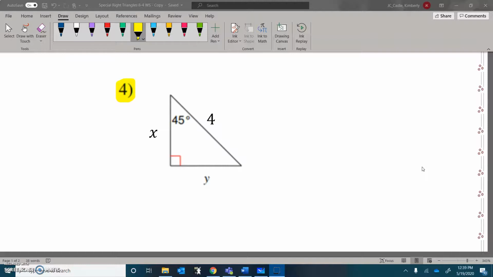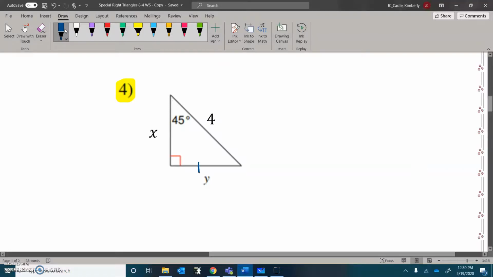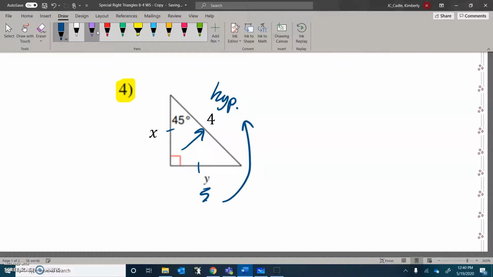Now, this is a 45, 45, 90 triangle, so automatically we know that the legs, which are marked X and Y, are going to be congruent. So all we need to do is find one of them, and we know that the other one is going to be the same. Now, the piece that we are starting out with here is the hypotenuse. Since going from a leg to the hypotenuse, we would multiply by root 2, we are going the opposite direction, and so we are going to divide by the square root of 2 to find that length.